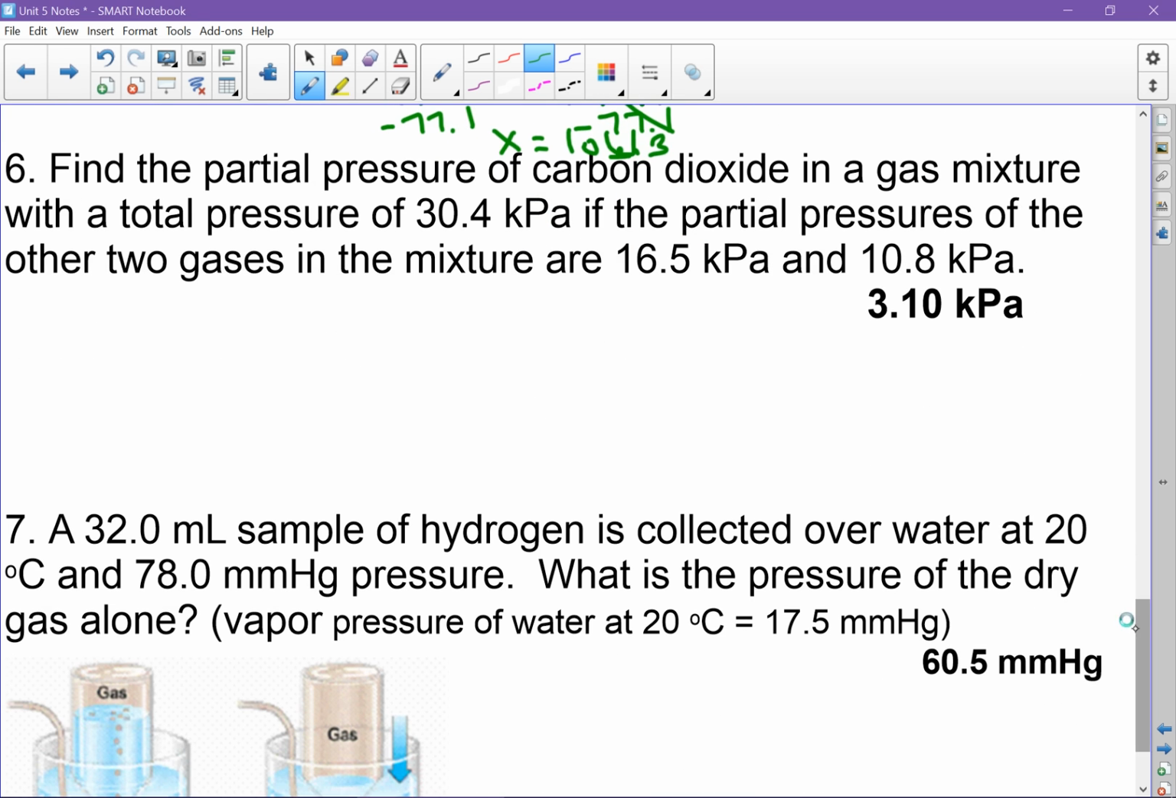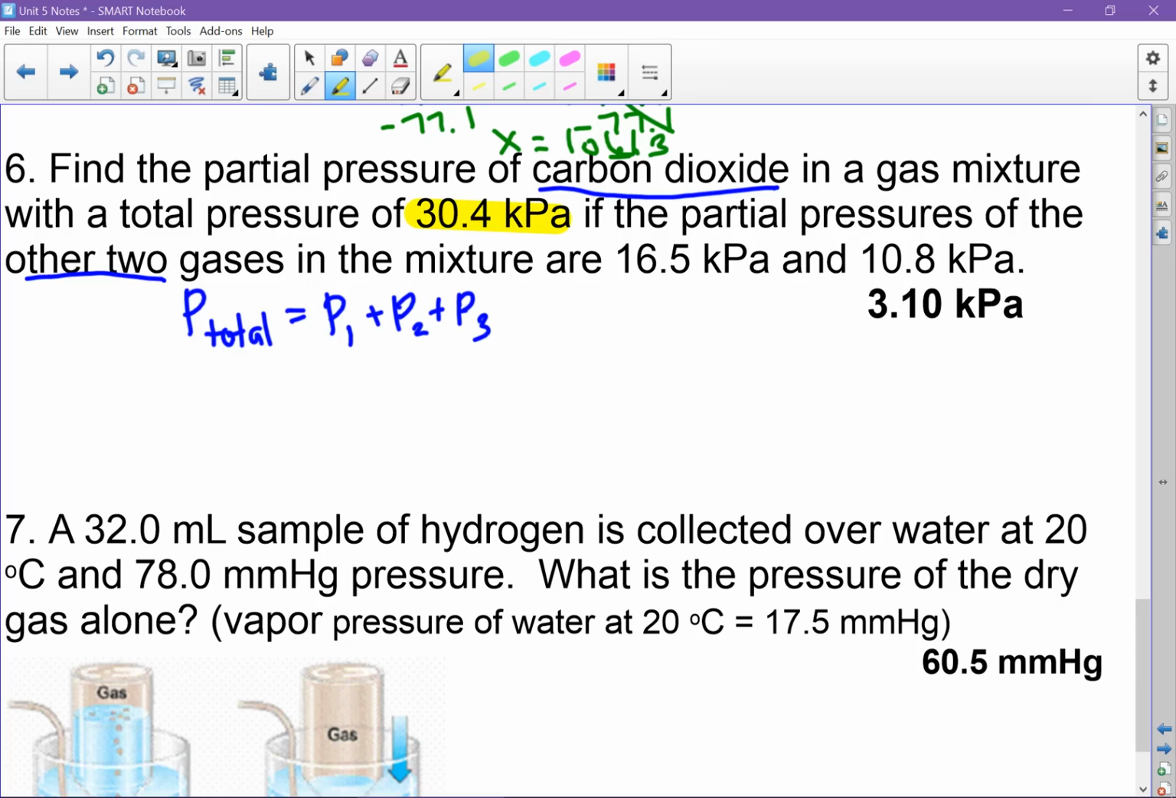Alright, let's take a peek at number 6. I don't see any percentages, so we're going to do the law of addition. And so I know that I've got carbon dioxide is one gas, but then it tells me there's 2 other gases. That means altogether you have 3 of them. That one's a little bit tricky to figure out. You have to do some extra reading for that.